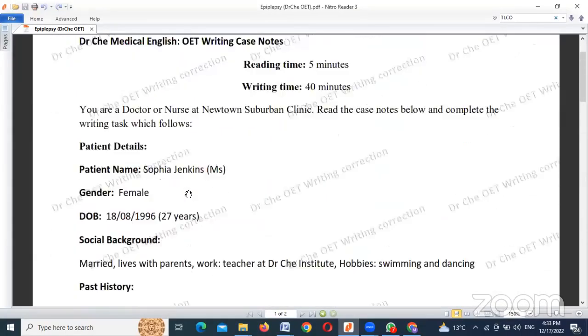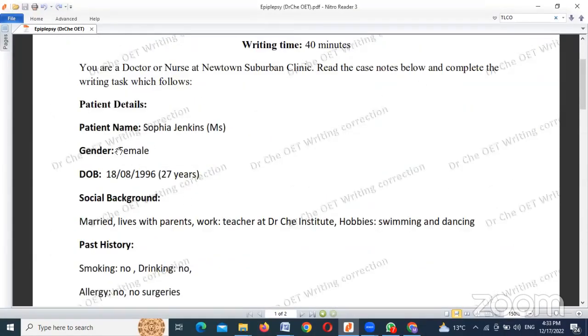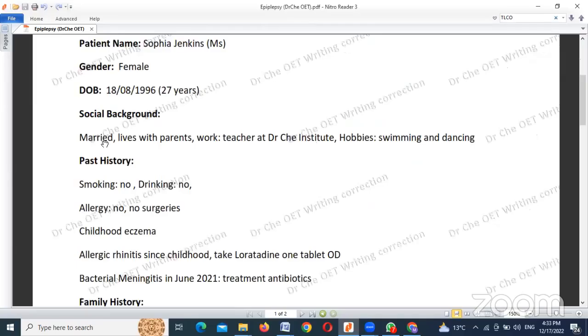Now let us decide about patient details: name, gender. These things are not needed. Is married, lives with parents, works at this institute. Hobbies are swimming and dancing. Do you think any of these things are important to mention in this letter from the social background?